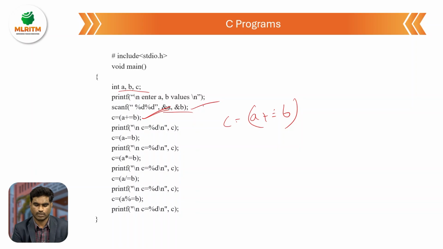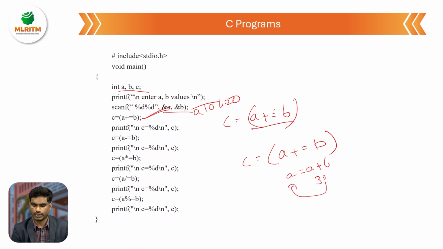Here I am taking the input A value as 10 and B value as 20. To evaluate this expression, A += B means A = A + B. What is the A value? 10. 10 plus 20 is 30. That value is stored in A. Next, that value is assigned to C. A value is 30, and finally that value is assigned to C.